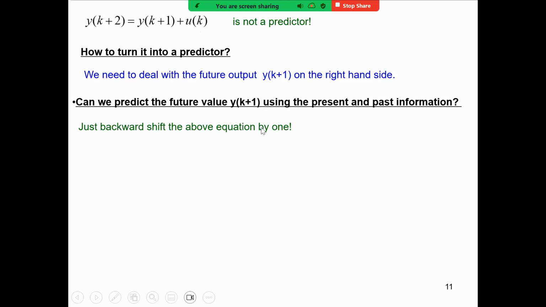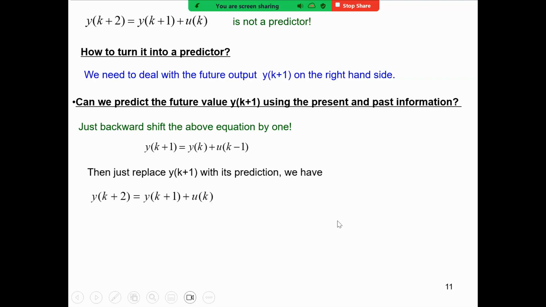If you use this equation, you just backward shift by one. You have an equation, right? This is the future output. You have the current output and the past input. All the information on this side is available. Actually, yes, you can say yes. I'll say, although I don't have the output signal in the future, I can predict it. Then I just replace YK plus one by its prediction. Then we have this one. Replace YK plus one by YK plus UK minus one.